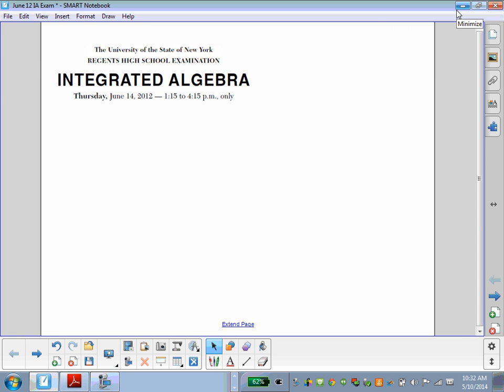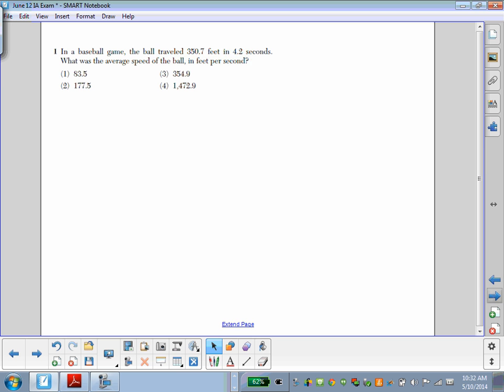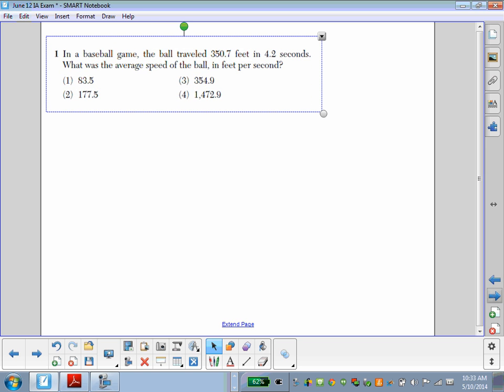Okay, we're going to be reviewing the integrated algebra exam from June 2012. Let's start with the first problem. So the first problem reads: In a baseball game, the ball traveled 350.7 feet in 4.2 seconds. What was the average speed of the ball in feet per second?